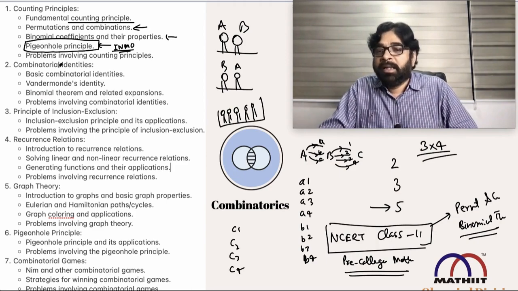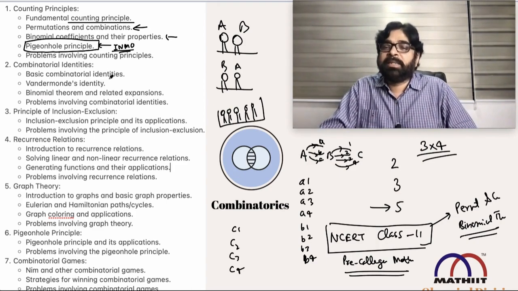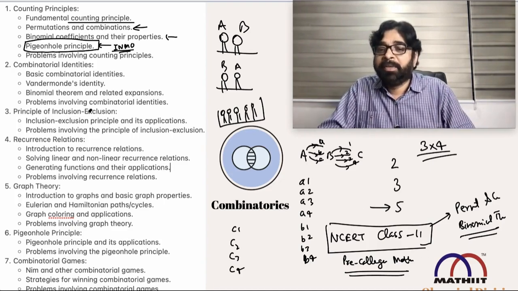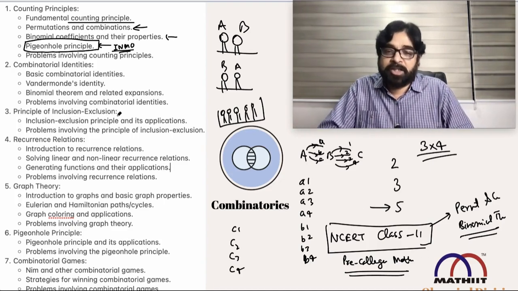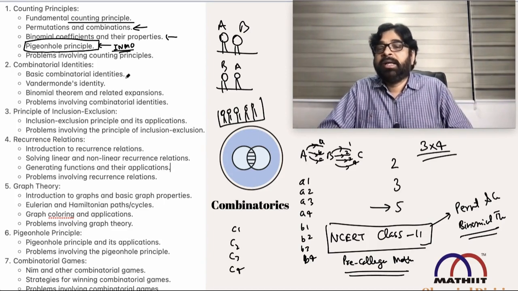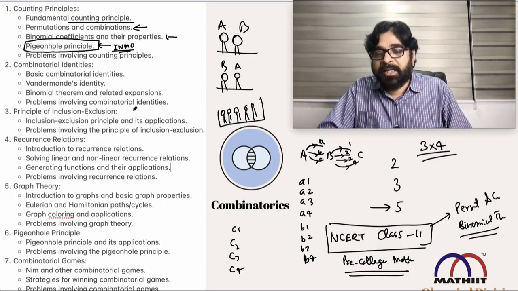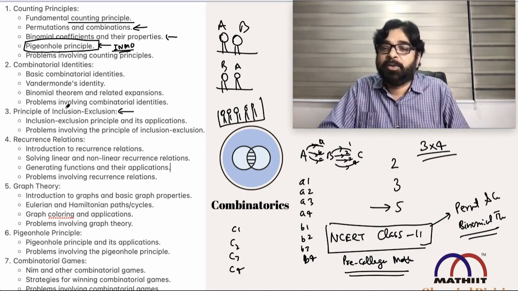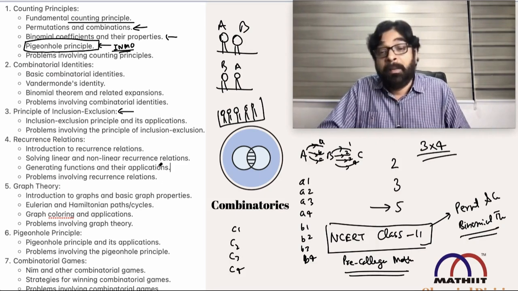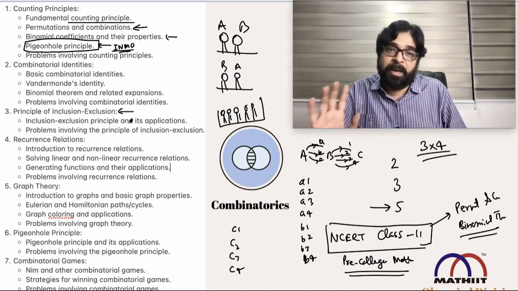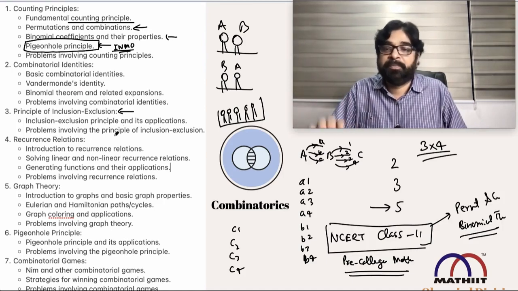Then combinatorial identities. There are different identities which you will study in the binomial theorem. Principle of inclusion and exclusion. That's why I gave this picture here, because it's very important. Generally in the 11th class, you will see that in this chapter in the NCERT, they don't use this logic much. But this logic will be very much used in permutation and combination for Olympiad. For Olympiad, it's very important.